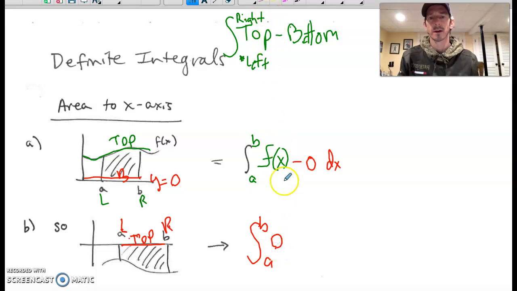And from that, I have to subtract the bottom. I didn't put it down here, but I'm just going to keep using f of x. So this is below it, so this would be my bottom function. And so it would be 0 minus f of x.